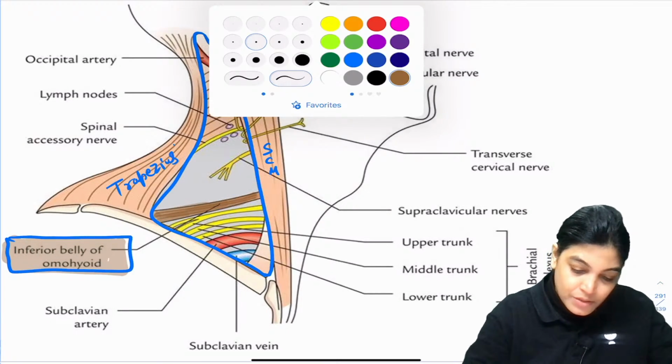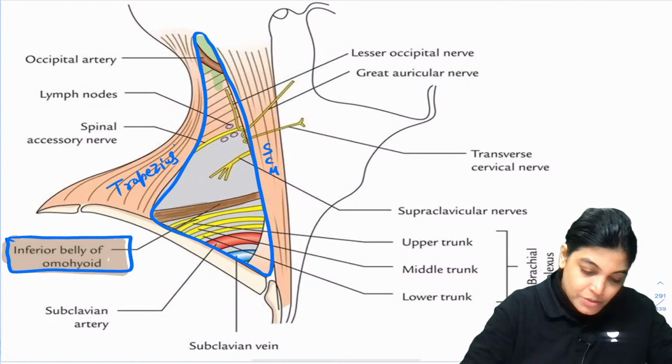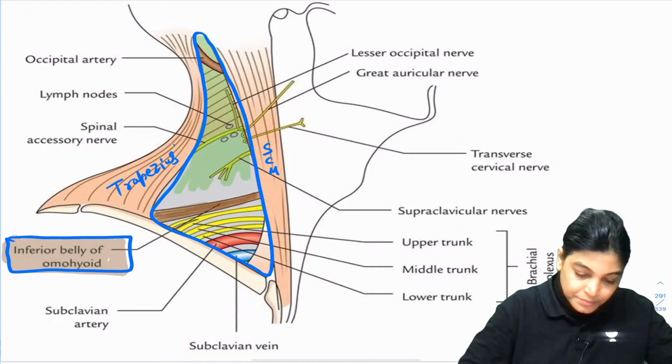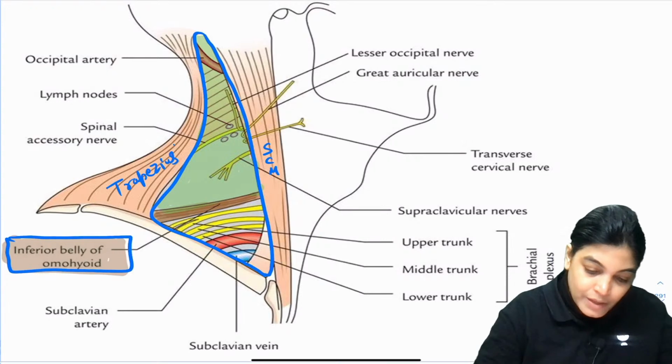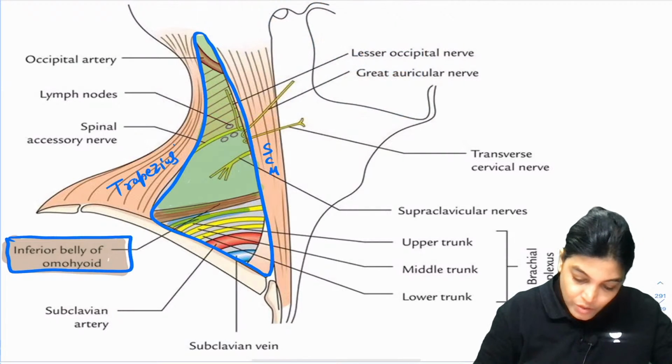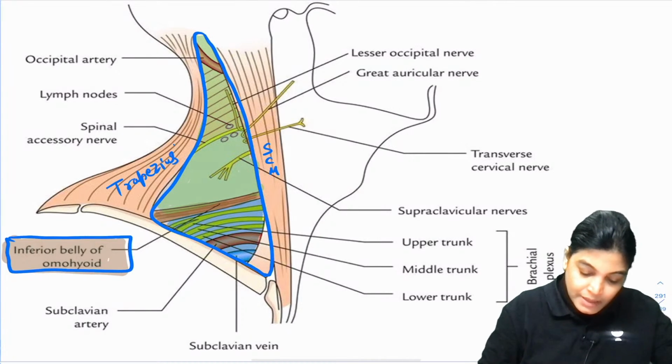So, there is one upper triangular space, this is the occipital triangle, and the lower triangular space will be the subclavian triangle. Now, see the contents. So, now we will talk about the contents.